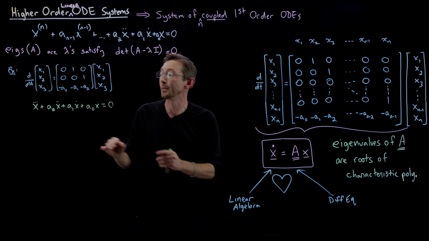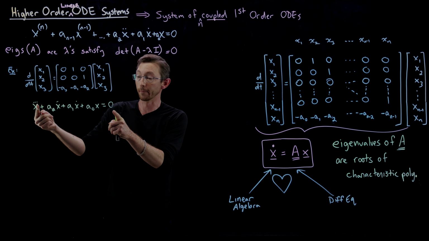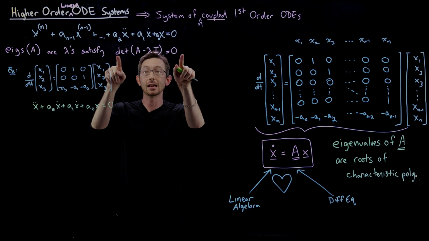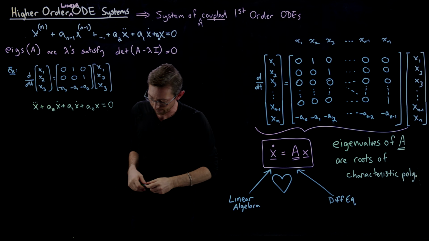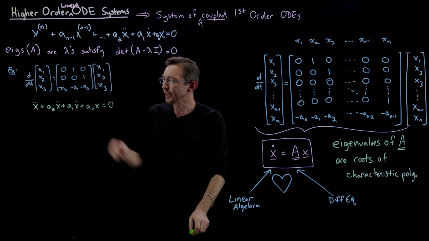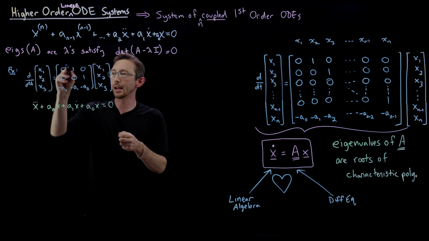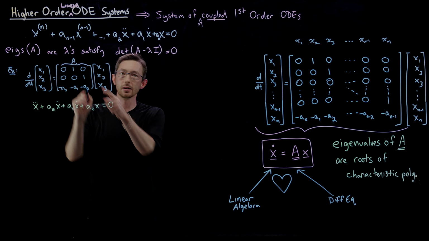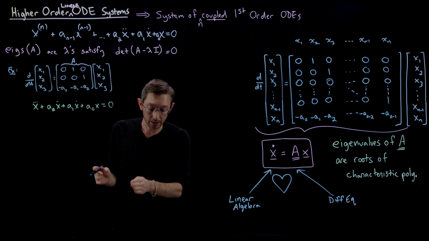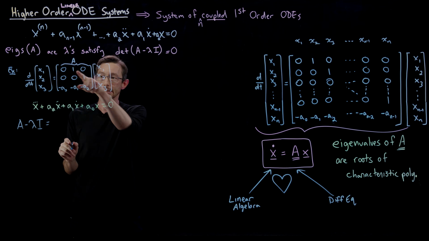And so I claim that the characteristic polynomial of this ordinary differential equation of third order is the same as the eigenvalue equation for this system, the equivalent system of first order. Okay? And so I'm actually going to take this blue equation and I'm literally going to compute. This thing here is my A matrix. So I'm literally going to compute A minus lambda I. A minus lambda times the identity matrix is this matrix.